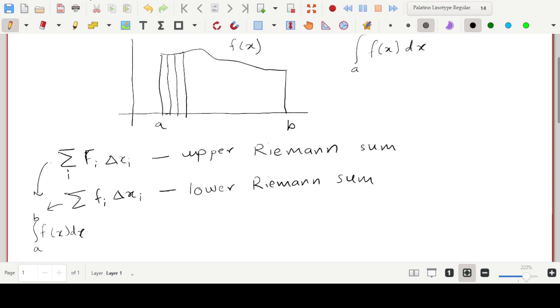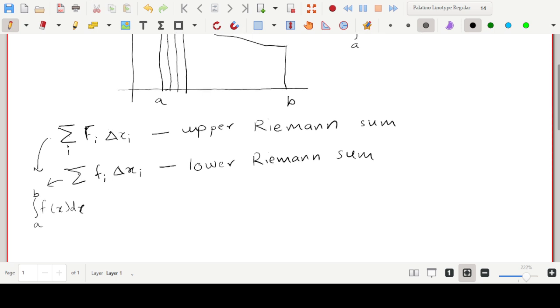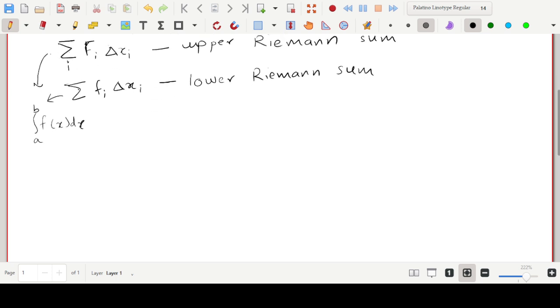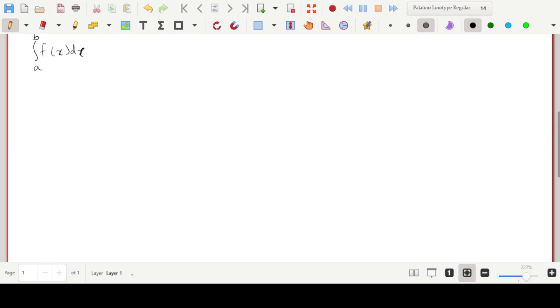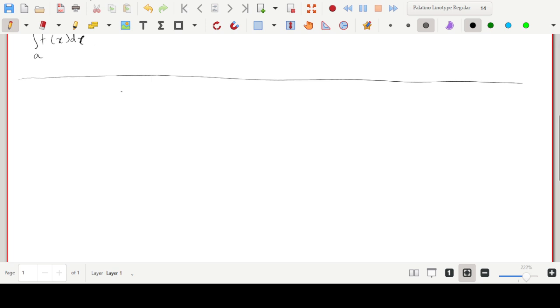So this is what we know about the functions of one variable. Now let us move on to the function of two variables. Let's say f is from R2 to R.